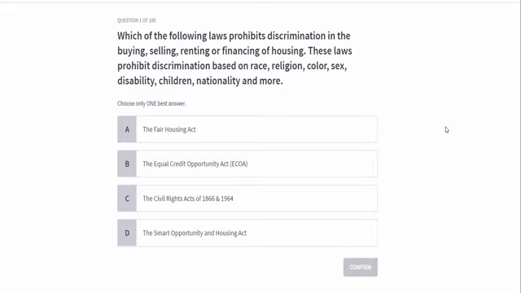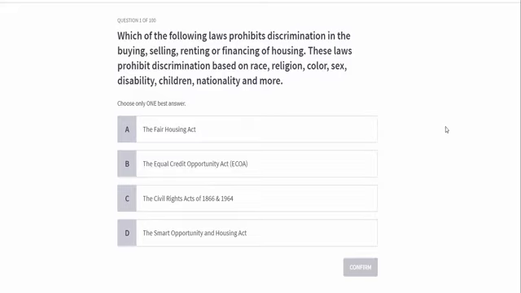Alright, so question 1, our first question. Which of the following laws prohibit discrimination in the buying, selling, renting, or financing of housing? These laws prohibit discrimination based on race, religion, color, sex, disability, children, nationality, and more. And it gives us 4 options.